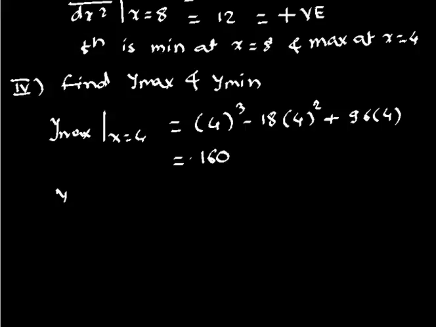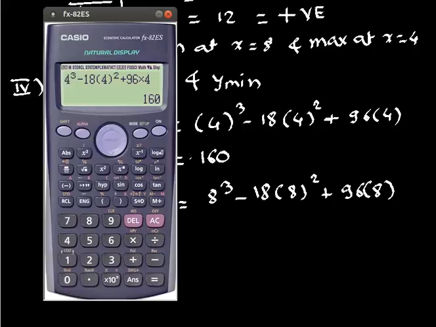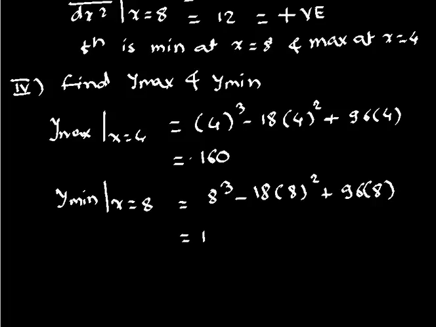This is the maximum, and y minimum is at x is equal to 8, so it is 8 cube minus 18 into 8 square plus 96 into 8. This is 128. So we got these two values. This is the maxima and this is the minimum. That is the final answer.